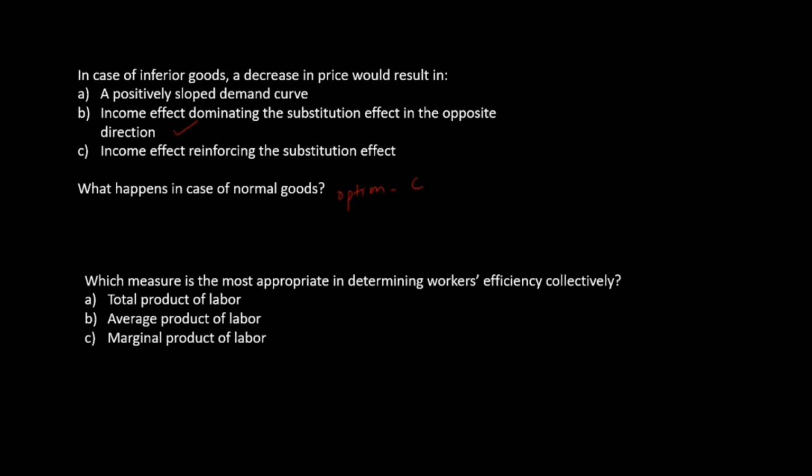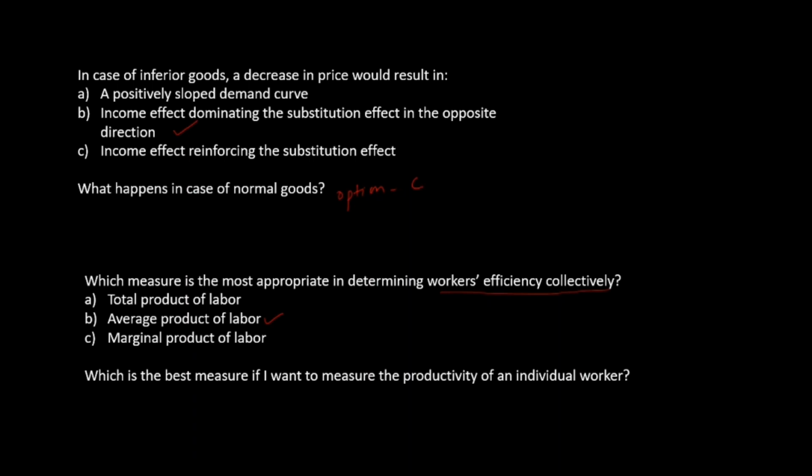Now going with average product of labor, how do you calculate average product of labor? It is the total quantity produced divided by the total number of labor units applied. So this indicates output per labor unit. Basically it's an average measure. So it measures the aggregate productivity of labor in a firm. So if we want to measure the overall efficiency of the firm, then we should use average product of labor. In this case, we are talking about determining the workers' efficiency collectively. So in this case, we use average product of labor. So average product of labor is the correct answer.